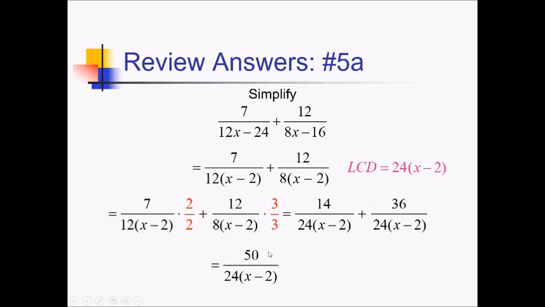And once you've added these, double check to see if you can reduce. 50 and 24 can be reduced. Those are both divisible by at least 2, I think. So that would give me 25 up here, and 24 divided by 2 is 12 downstairs. So when the dust settles, we have 25 in the numerator and 12 times x minus 2 in the denominator. Now, it might have been possible to reduce this second fraction at the very beginning, and maybe that would have helped us out a little bit more, but hey, we're here now, and we've got our answer.